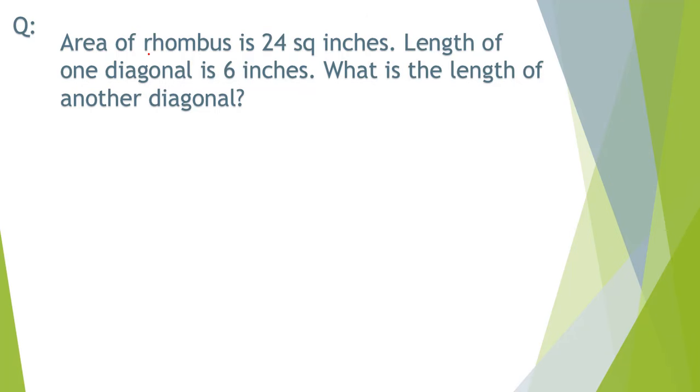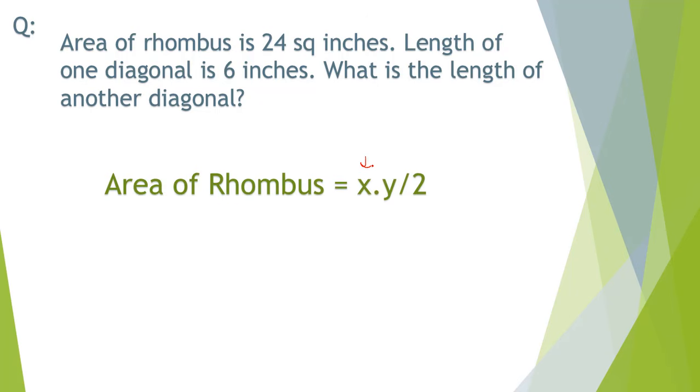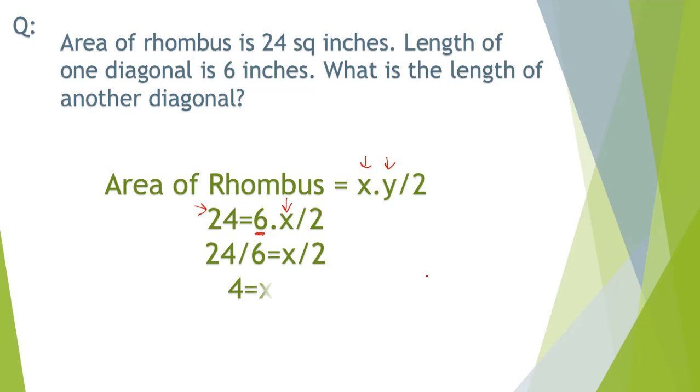Another question. Area of a rhombus is 24 square inches. Length of one diagonal is 6 inches. What is the length of the other diagonal? We can use this formula because we have the variables for both diagonals. And we can calculate the value of the missing diagonal. Area is given, 24. One diagonal is 6. Missing diagonal, divided by 2. Value of the missing diagonal is 8 inches.